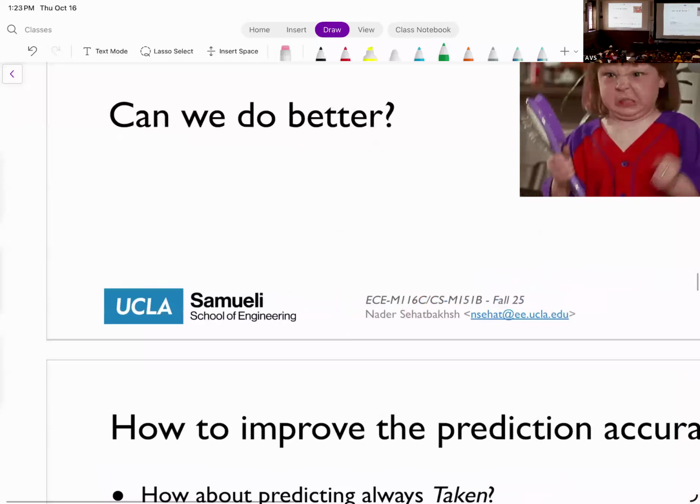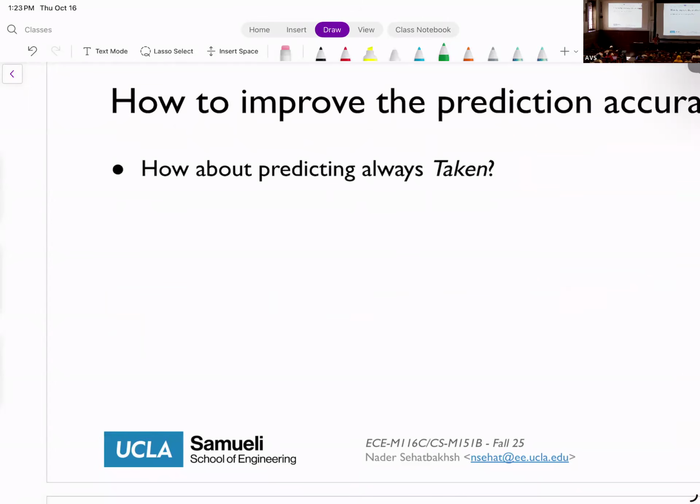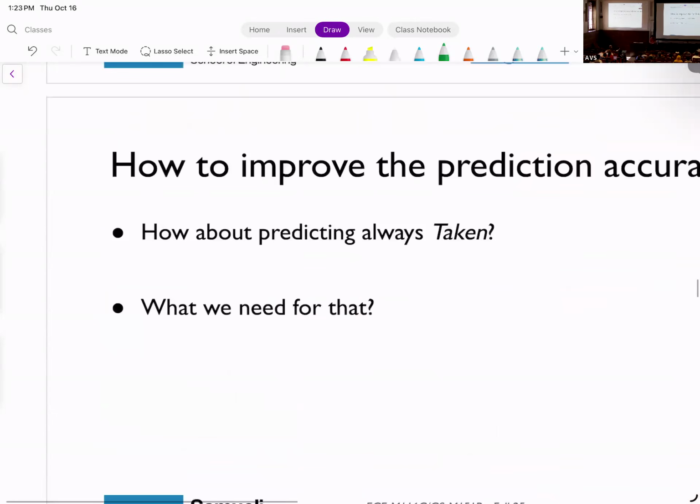Okay? So what do we need to predict taken? The reason that we didn't start with taken is that taken is slightly more complicated. Why? Because for taken, you need the address that you're jumping to as well. It's not just not taken, boom, continue. You need to actually know exactly where you're jumping to and fetch the next instruction exactly right after you detect that this is a branch.